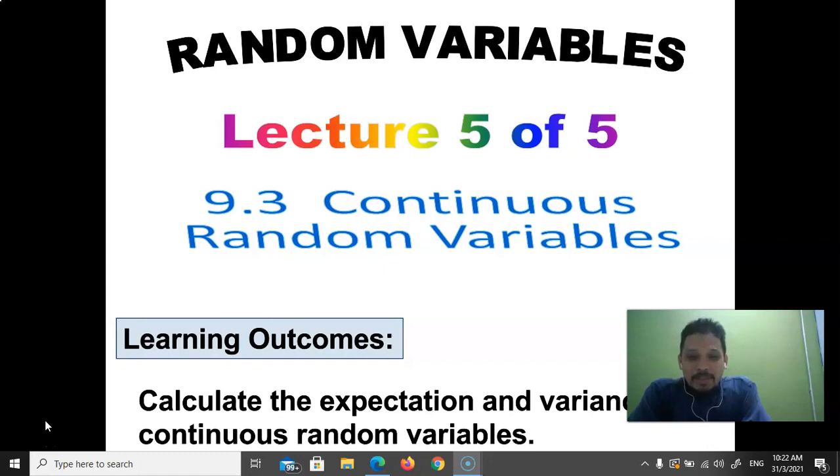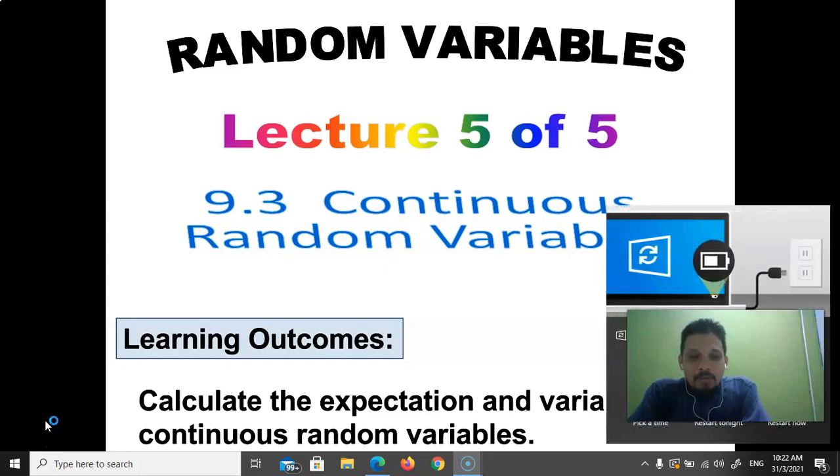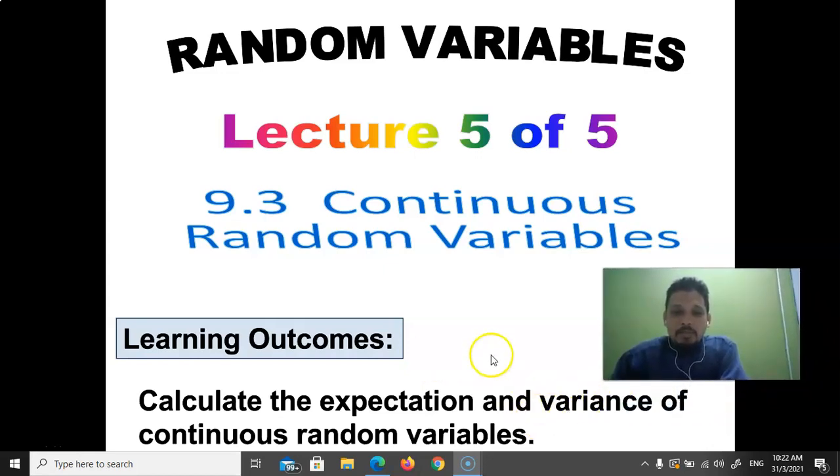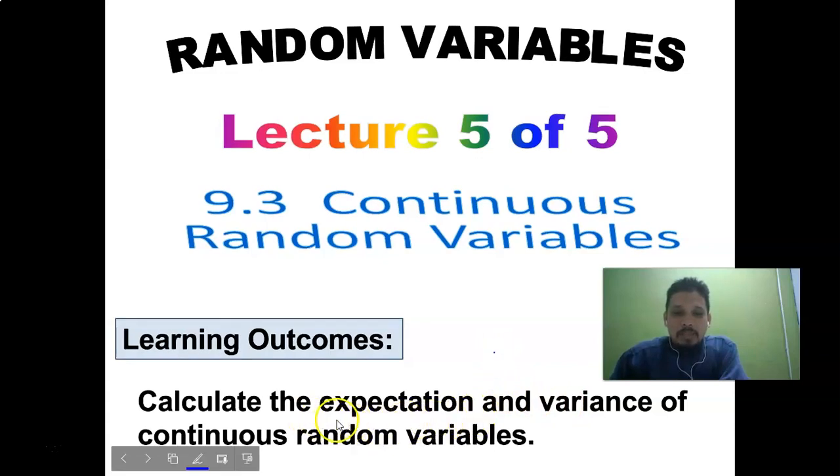Okay, so today we are going to discuss the last final part of lecture 5 of 5. Okay, part 5 for 9.3 continuous random variable. For this time, we're going to look at two important things for this topic. For this subtopic, which is the expectation and variance of the continuous random variable.